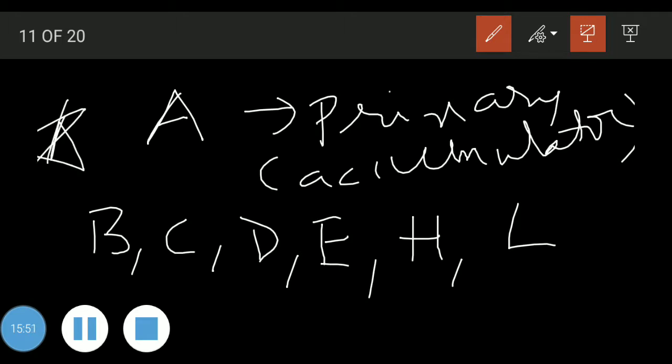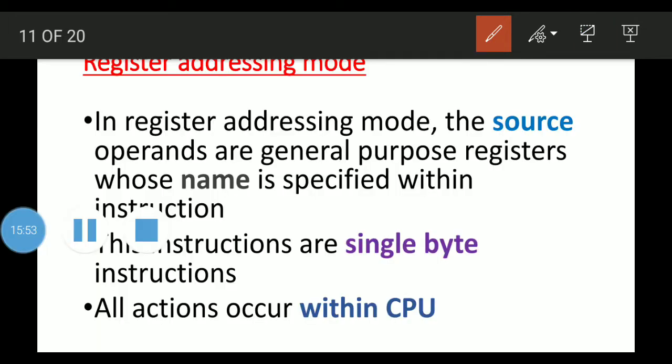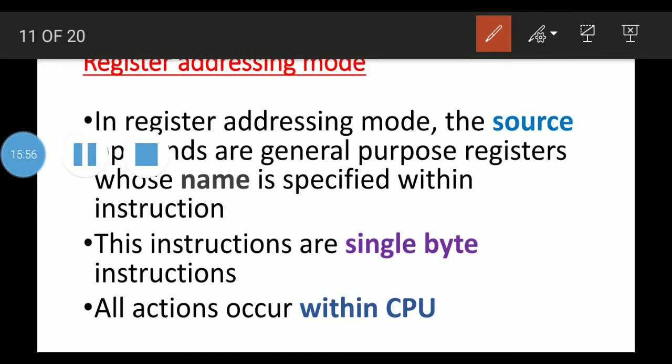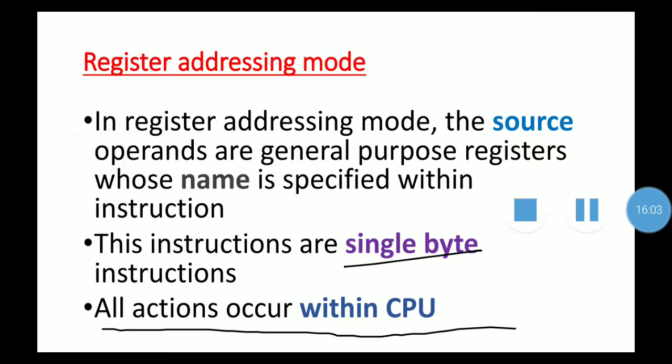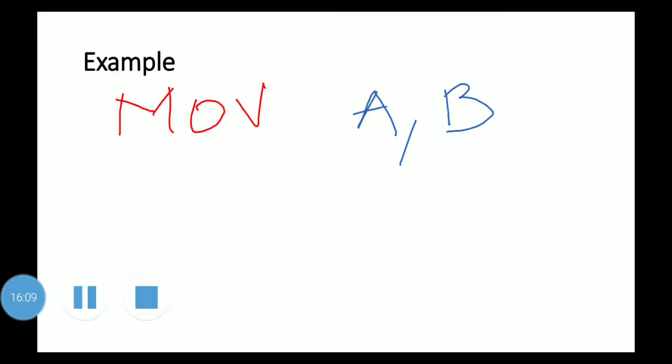These instructions are single byte instructions. All the actions occur within the CPU. Let us see some examples of register addressing mode. I am taking one example, MOV. It is called move A comma B. This is one example of register addressing mode.